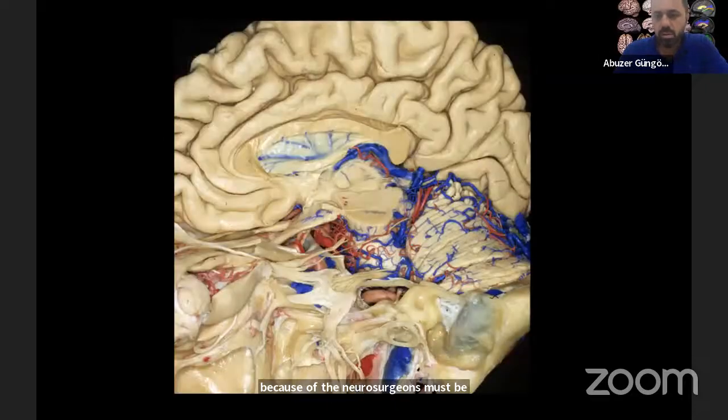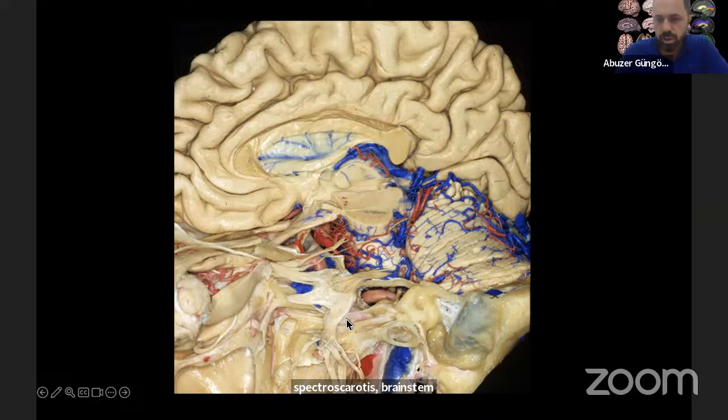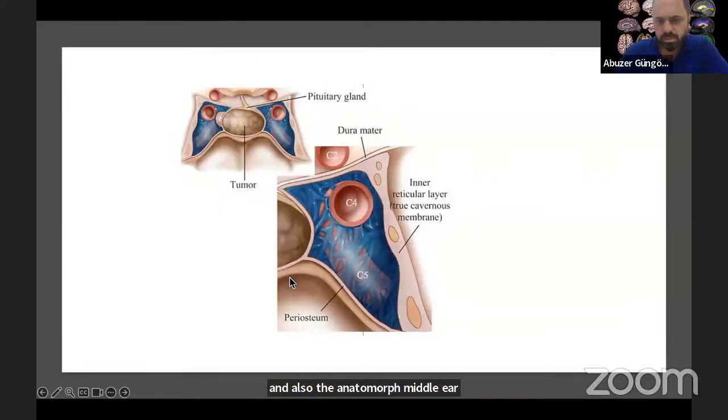And we are looking from lateral to medial. You can see all structures related to the middle cranial fossa: fifth nerve, fourth nerve, third nerve, second nerve, and carotids, petrous carotids, brainstem, and the branch of the P2, and also the anatomy of the ear, middle ear, and internal acoustic canal explained in the previous lectures.